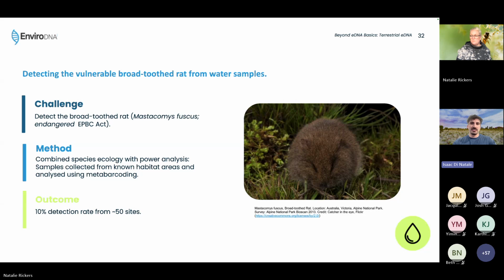So in this project, we did just that, and we applied vertebrate metabarcoding targeting the broad-toothed rat. And using this approach, we were able to achieve a 10% detection rate from about 50 sites by leveraging that species' behavioral ecology to provide some really valuable presence and distribution data for a species that's persisting across multiple small isolated subpopulations. And because we applied that metabarcoding, we could have that supplementary data to also inform the ecological community that the species is occurring in. If I could go to the next slide, please.